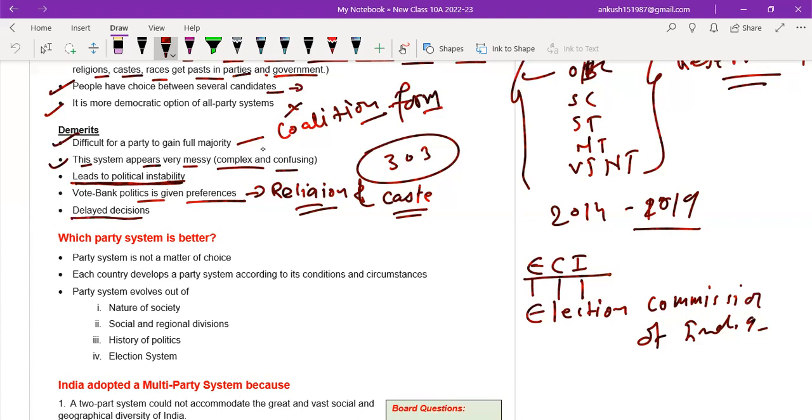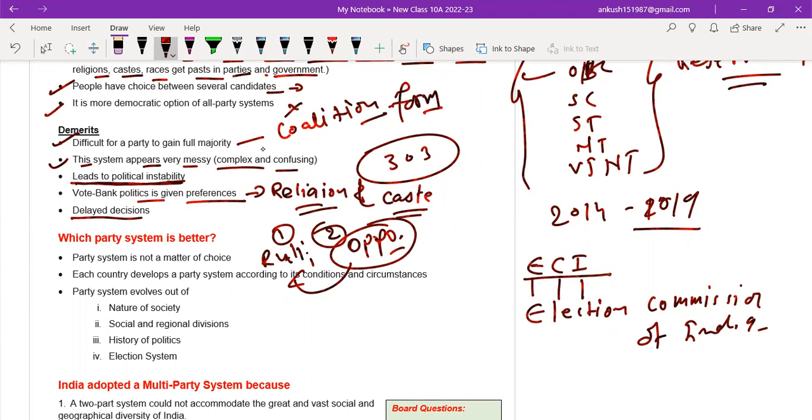It delays the decisions. Why does it delay the decision making process? Because one party is ruling the country, and the second party is sitting in the opposition. Definitely, if the ruling party is doing something good, the opposition party would see that decision and would definitely oppose it, even if it is good for the common people. That is why in our country, most of the bills are pending in the parliament. They are not passed even today. Many of the bills are pending over there.